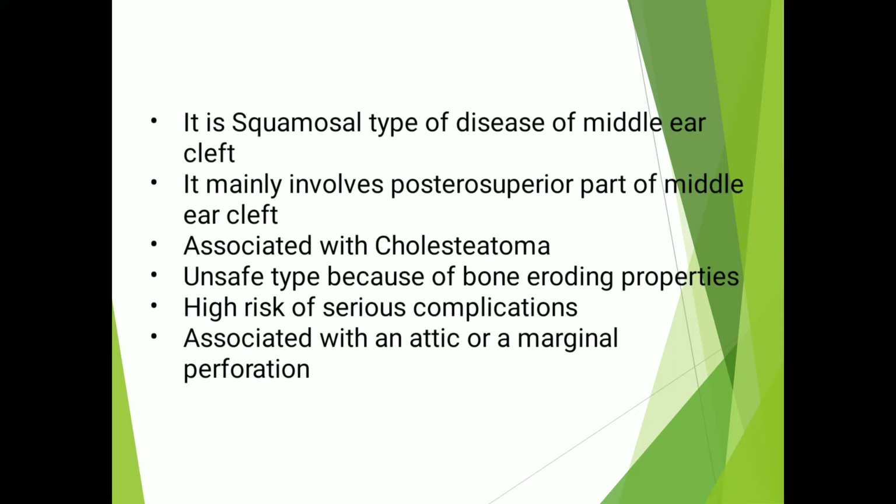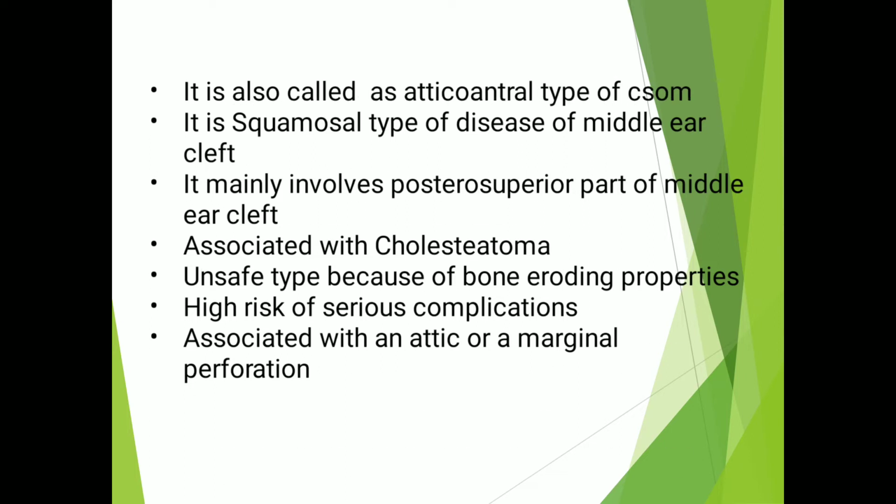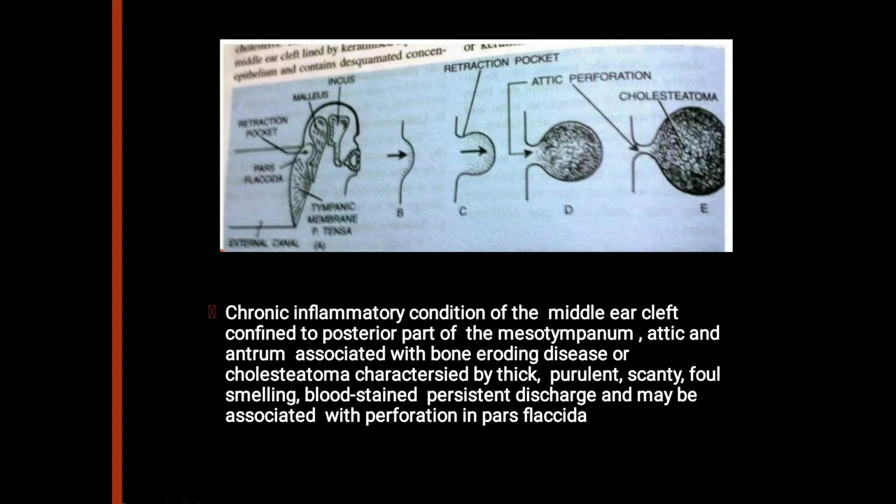It mainly involves the posterior superior part of the middle ear cleft, associated with cholesteatoma. Unsafe type because of bone eroding properties. High risk of serious complications, associated with an attic or a marginal perforation. It is also called atticoantral type of CSOM. Chronic inflammatory condition of the middle ear cleft confined to the posterior part of mesotympanum, attic and antrum, associated with bone eroding disease or cholesteatoma, characterized by thick, purulent, scanty, foul-smelling, blood-stained, persistent discharge, and may be associated with perforation in pars flaccida.